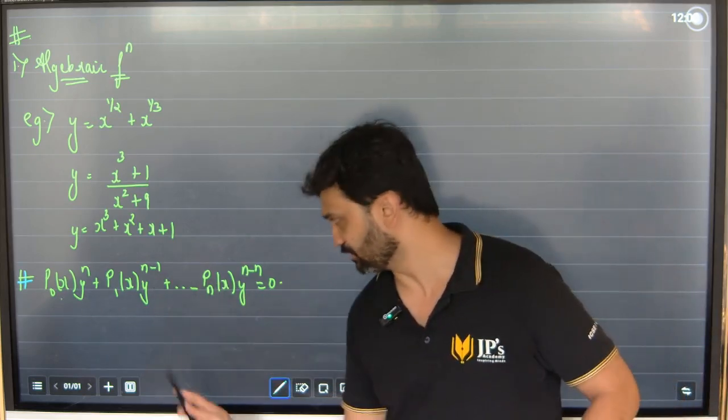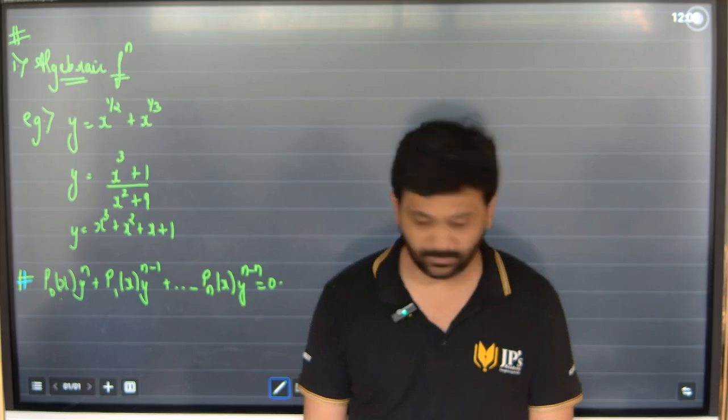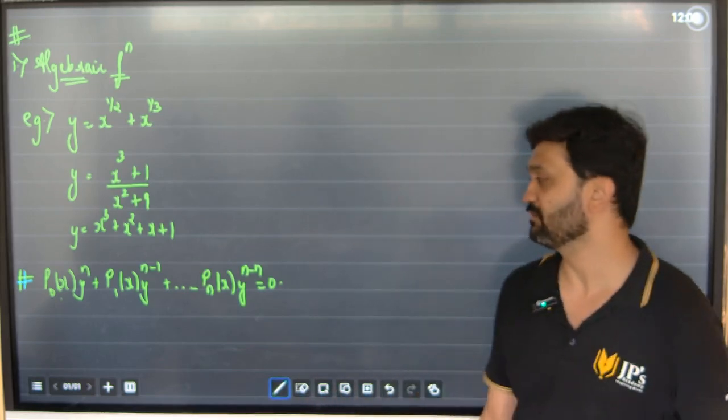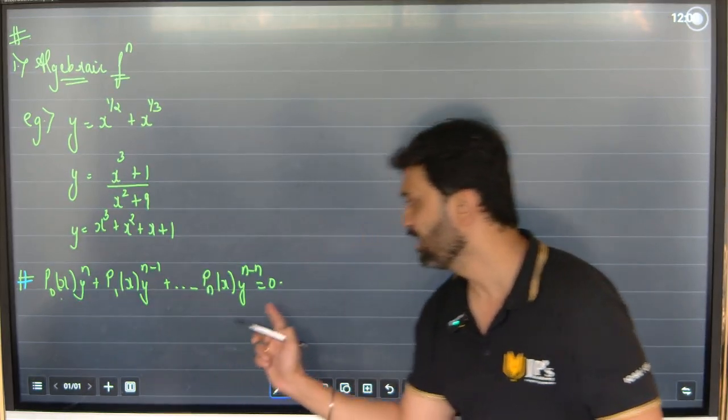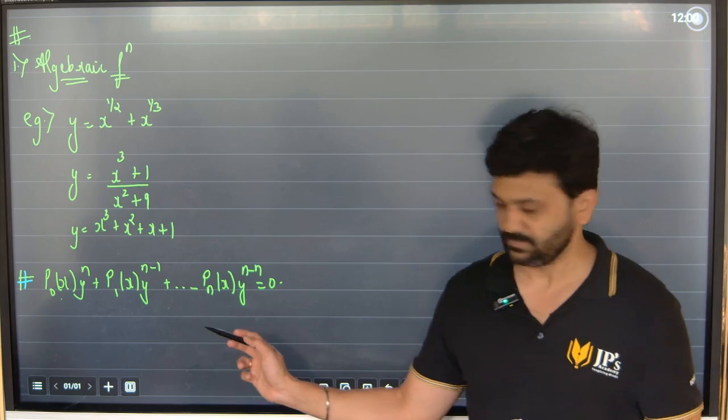So this is the function, P naught x into y raised to n, P1 x into y raised to n minus 1. This is the function, and we write it in this manner. Please write this down.